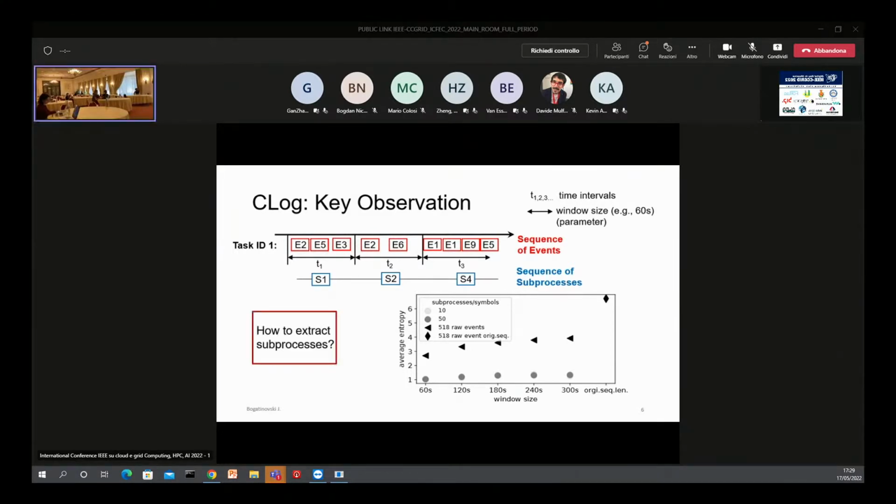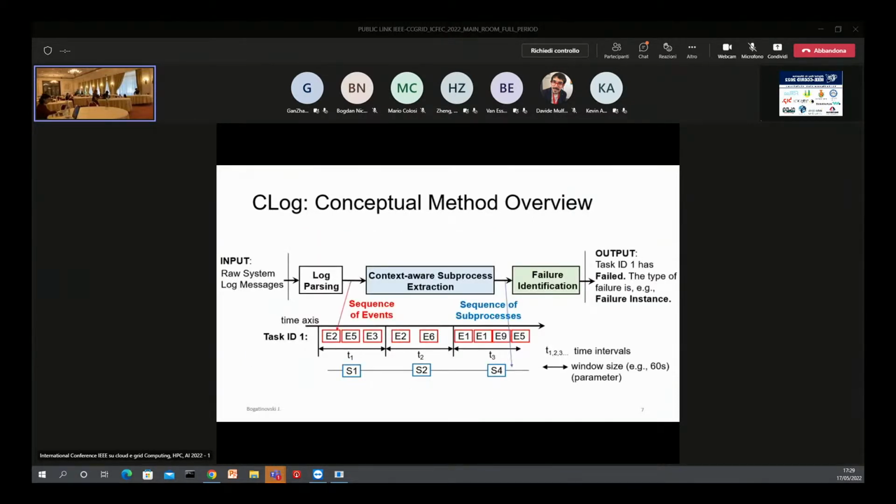Now the question is how to actually extract these subprocesses, and this is the main contribution of this work. At the beginning, we have the raw system messages, and we have a sequence of three steps, which I will explain one by one. First, the raw messages are parsed to extract the events. Then we have our subprocess extraction, and at the end our failure identification, which detects and classifies the failures.